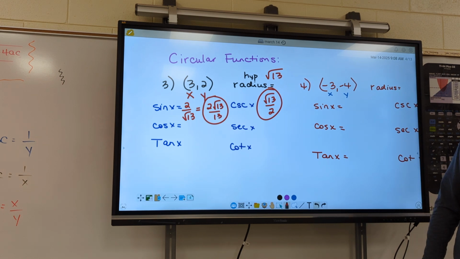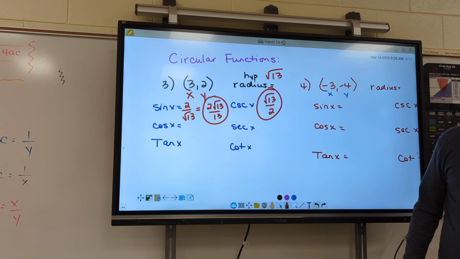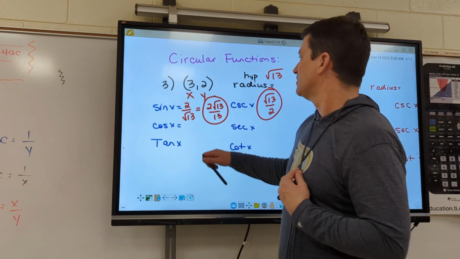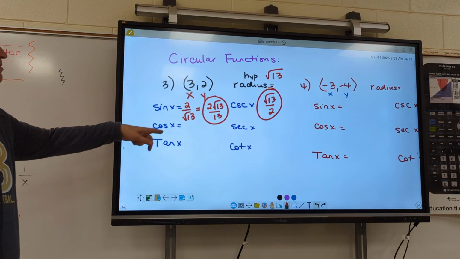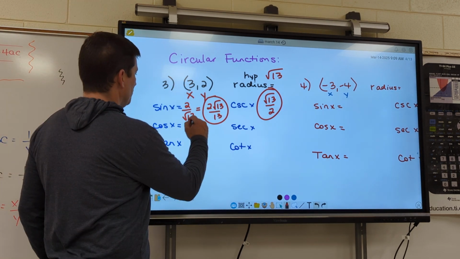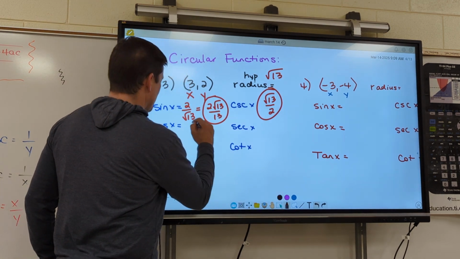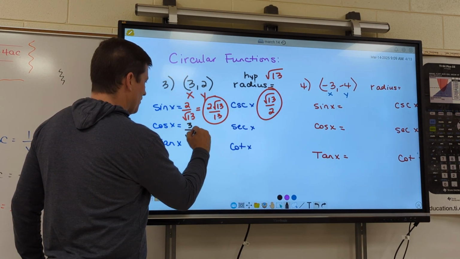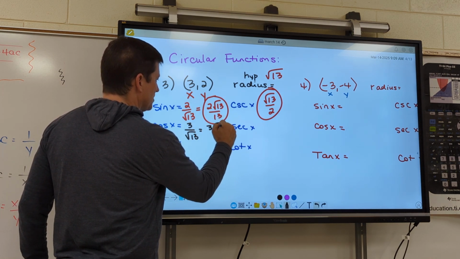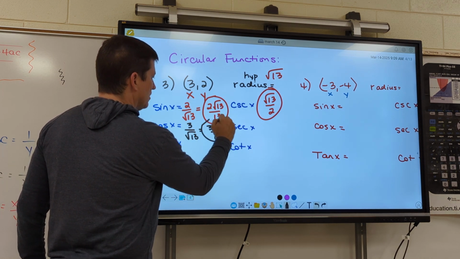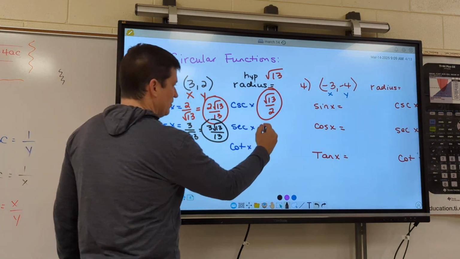All right, Leslie, can you give me a fraction for cosine? 2 over root 13. All right, look. Cosine says put your x on top, not your y. Oh, okay. So 3 over root 13. Put it in your calculator, 3 root 13 over 13. And when you flip it, go back and flip the first one, right?